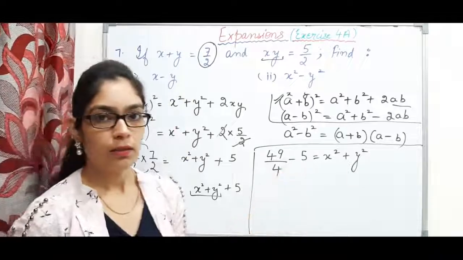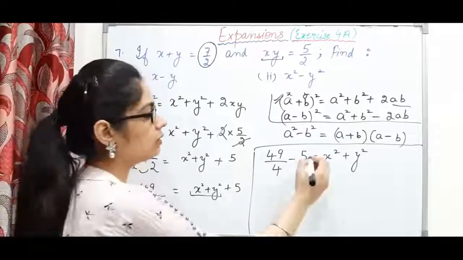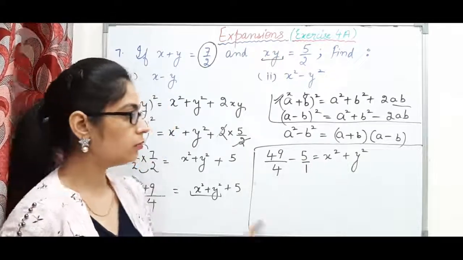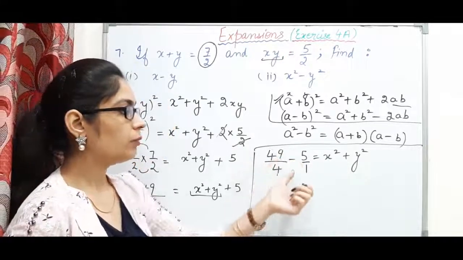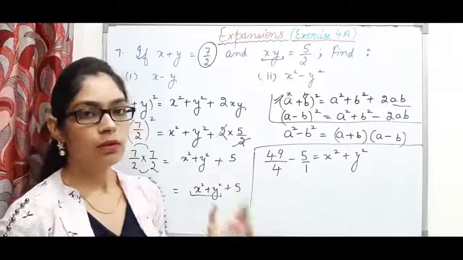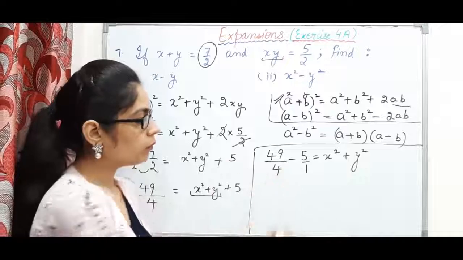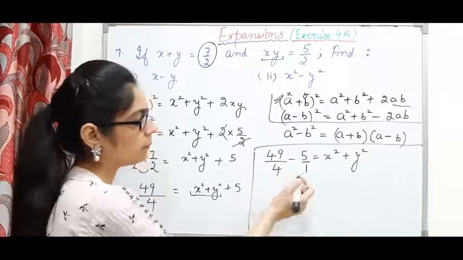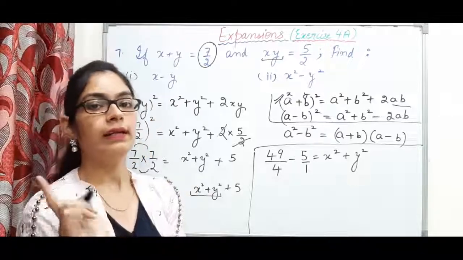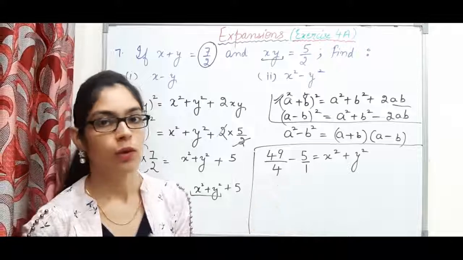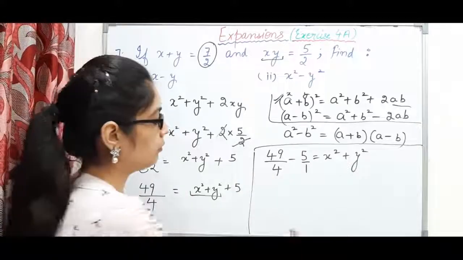One number is in fraction form, the other is not, so I will change the other number also in fraction form. So 49 by 4 minus 5 by 1. Now in order to do addition or subtraction of two fractions, we have to find the LCM, in case the denominator is not the same. Now we can see the denominator is not the same. So the LCM of 4 and 1 is 4.